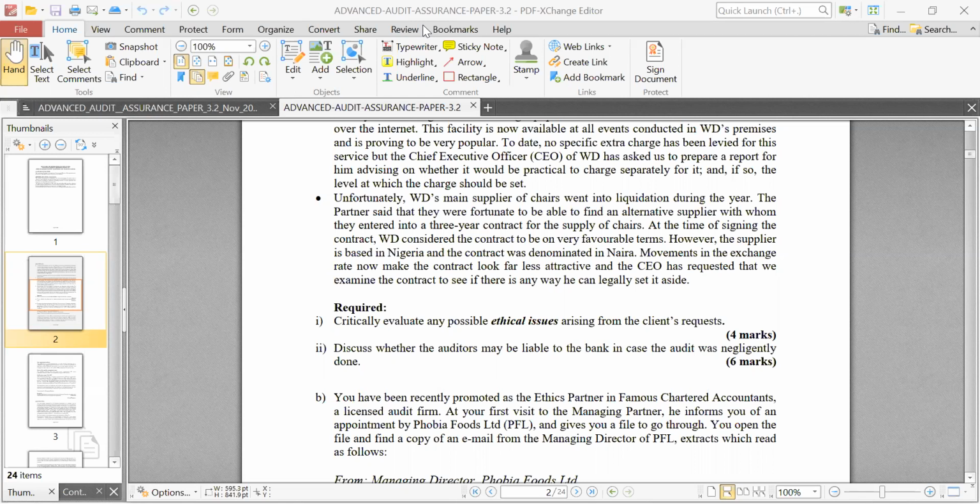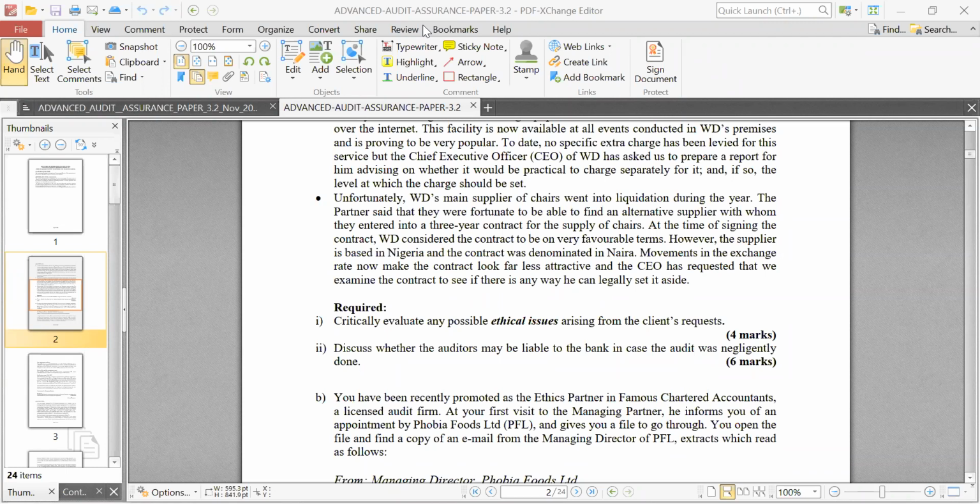So number one is what? Relationship. Number two is the breach, proof that there's been a breach in the duty of care. And number three is whether a financial loss has been suffered. So the bank must prove that they've suffered the financial loss as a result of its reliance on the work of the auditor. Very, very important point. So if you state these points nicely and you explain them, you should be able to get your 6 marks.